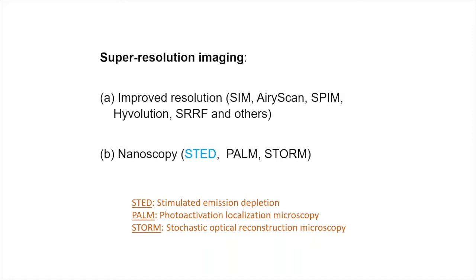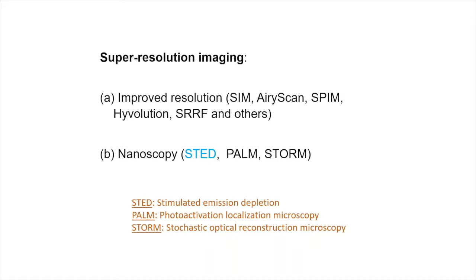And so some of them are structured illumination microscopy, area scan, selected plane, which could also be improved resolution, etc. And there's really nanoscopy, which goes down to better than 50 nanometers resolution, so essentially getting close to a 10-fold improvement of resolution. Those are STED, stimulated emission depletion microscopy, PALM and STORM. I just spelled them out here.